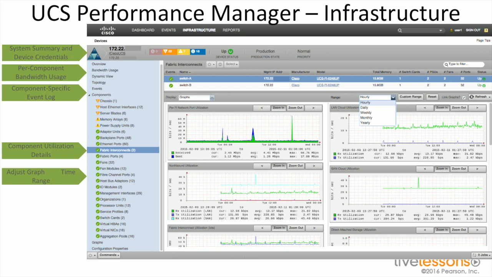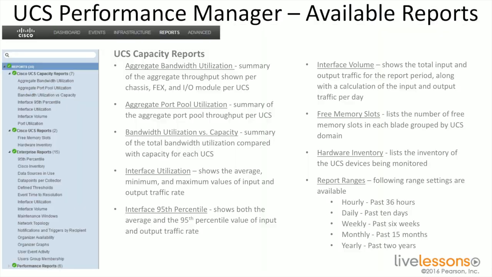You can also adjust the graph time. So here I have the ability to set the range. So I can go hourly, daily, weekly, monthly, or yearly. What's this good for? It's for trending. It allows me to determine what is happening in a particular period of time. And that's great for determining what types of things I may need to upgrade, or the performance as a whole of my system.